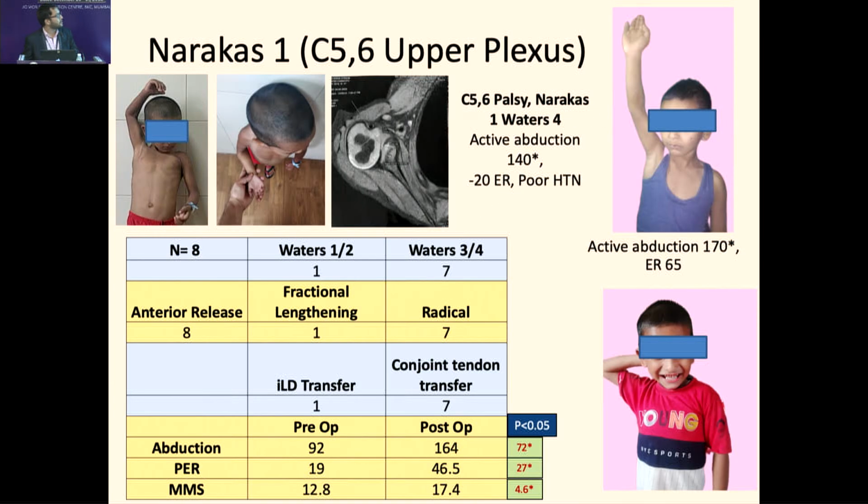So in the Narakas 1 subgroup, which is the upper plexus palsy, we had 8 patients. All of these 8 required anterior releases, with just 1 requiring a fractional lengthening, rest all requiring radical releases. And a majority of them, 7 out of 8, required a conjoint tendon transfer. And we could achieve a mean abduction improvement of 72 degrees, passive external rotation range improvement of 27 degrees, and a modified Mallet score improvement of 4.6.